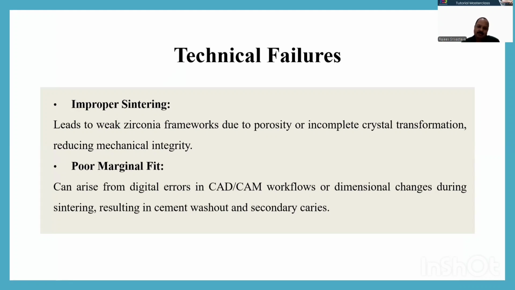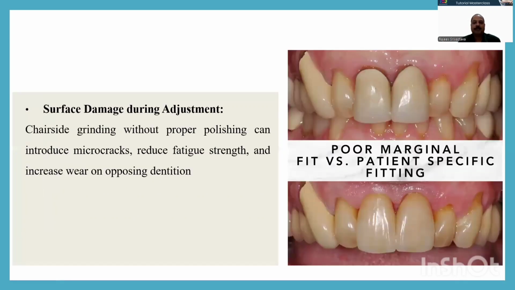Technical failure, which leads to a weak zirconia framework due to porosity or incomplete crystal formation, and poor marginal fit. Again, if you have not designed the framework properly, the zirconia bridges fracture more easily than your porcelain fused to metal. Poor marginal fit, as you can see here in the first figure.